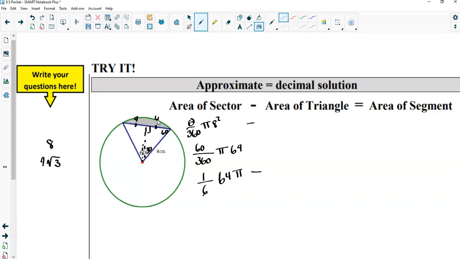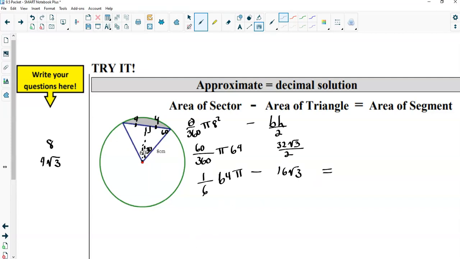Right? So what do I have? The area of a triangle is base times height divided by 2. So it's 8 times 4 square root of 3, which is 32 square root of 3, divided by 2. 32 divided by 2 is what, 16? So 16 square root of 3, and that's square centimeters. That would be the area of this triangle right here. Okay, so the area of the sector minus the area of the triangle will give me the area of the segment.